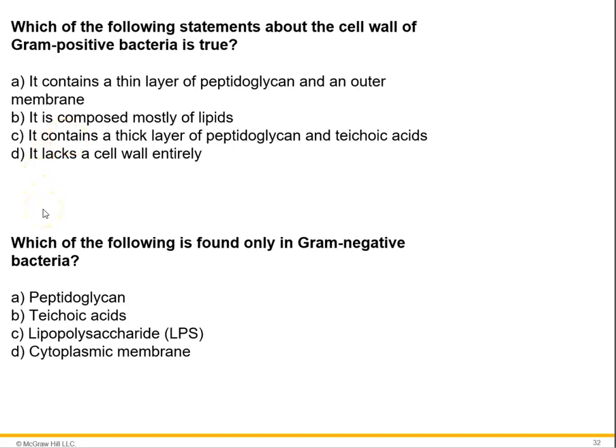Which of the following is found only in gram-negative bacteria? A, peptidoglycan. No, that's found in both gram-positive and gram-negative cell walls. B, teichoic acids. Remember, those are going to be found in gram-positive. We're looking at gram-negative here. D, the cytoplasmic membrane. Remember, this is also the cell membrane, and both gram-negative and gram-positive organisms are going to have a cell membrane. So the answer here is C, lipopolysaccharide. This is also called endotoxin.